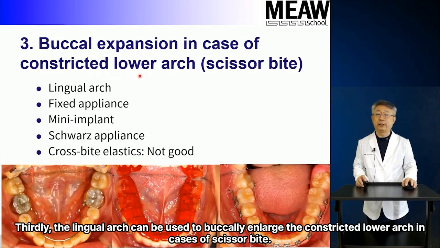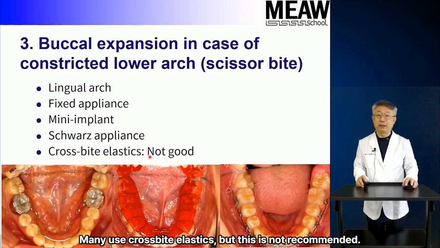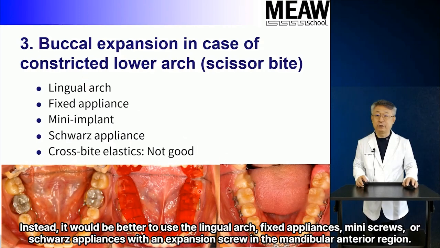Thirdly, the lingual arch can be used to buccally enlarge the constricted lower arch in cases of scissor bite. There are several devices that can be used to do this. Many use crossbite elastics, but this is not recommended. Instead, it would be better to use the lingual arch, fixed appliances, mini screws, or Schwartz appliances with an expansion screw in the mandibular anterior region.